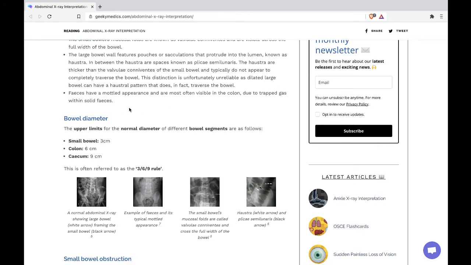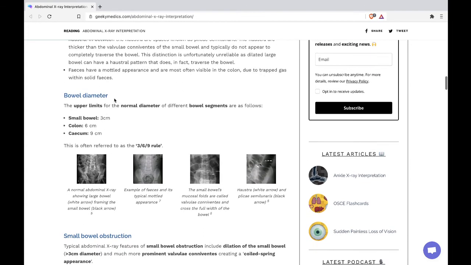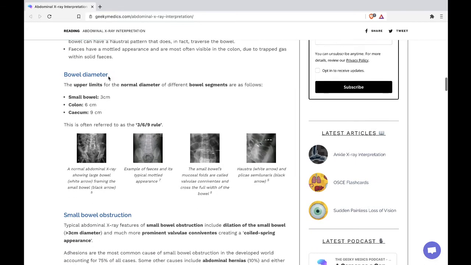Feces have a mottled appearance and are most often visible in the colon due to trapped gas within solid feces. Mottled appearance of feces, I see.